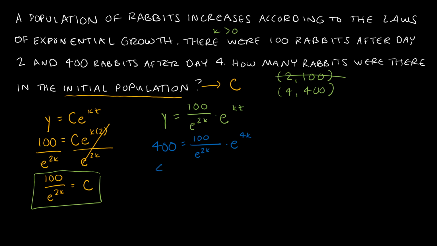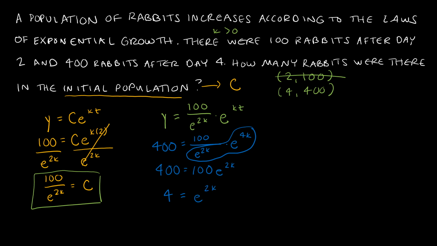From here, I'm obviously just going to try to do some reduction. So this side I have 400, this side I have 100. And then I'm going to do some reduction here. So if I have e to the 4k divided by e to the 2k, that ends up with 4 minus 2, or e to the 2k. Again, by subtraction, that's just a law of exponents. I'm going to divide each side by 100, so I get 4 equals e to the 2k.